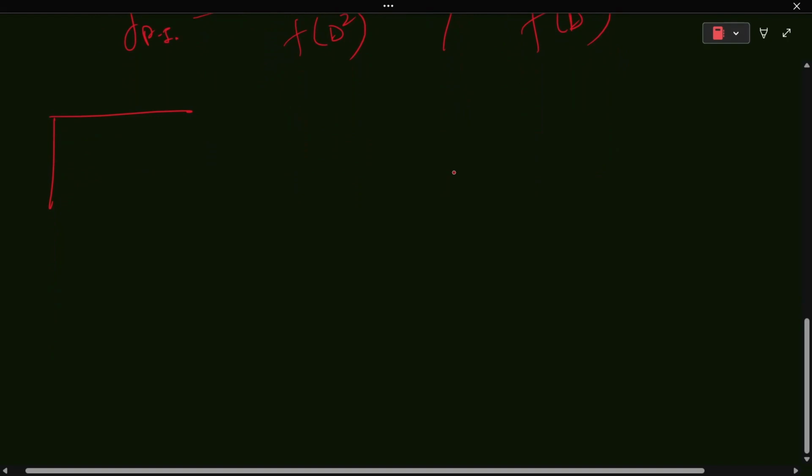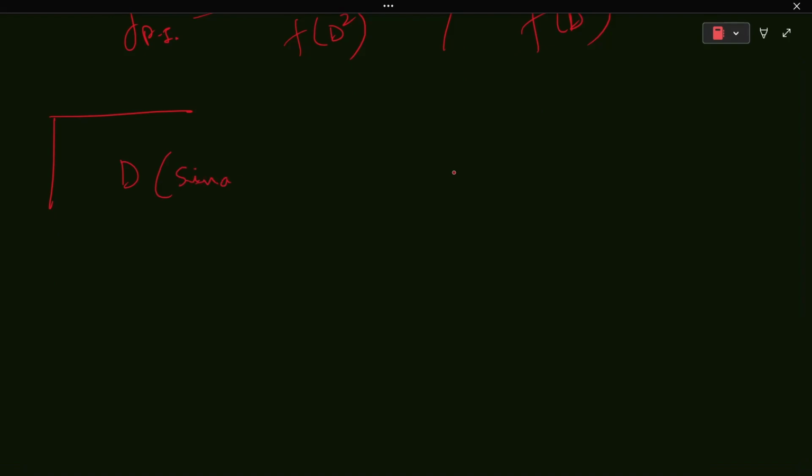So the point is that if we differentiate sine x, what will we have? d of sine x is nothing but a cos x. Okay, but if we differentiate it again, that is d square. Here d means d by dx. I think this is already familiar to you. I already told you these things.